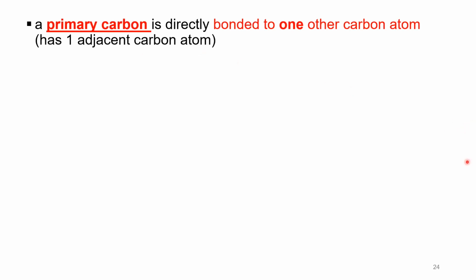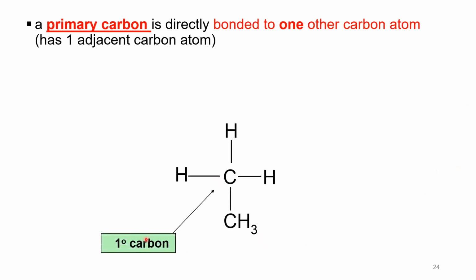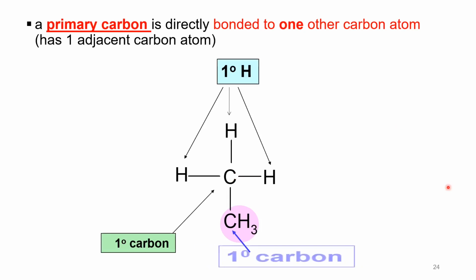So now we look at one example. This carbon atom is a primary carbon because it is bonded to one carbon atom. And these 3 hydrogen atoms are primary hydrogen because they are bonded to a primary carbon. And this carbon is also a primary carbon because it is attached to another 1 carbon atom.